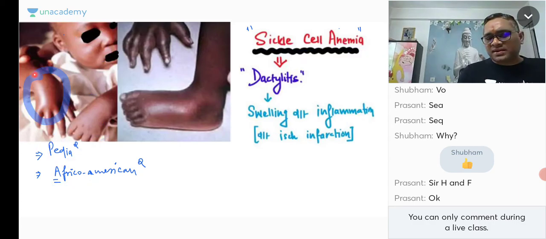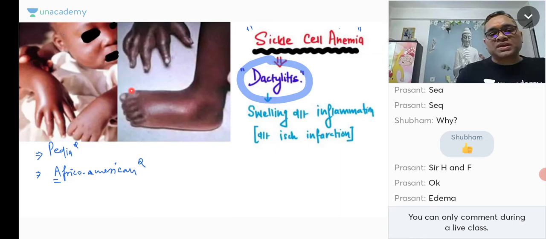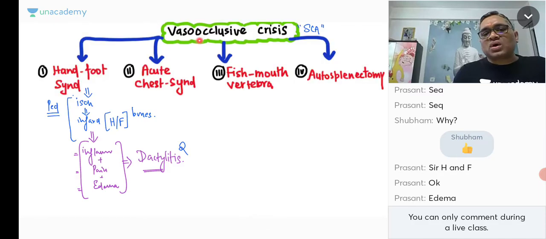And what you are seeing here is the most important thing. Can you see this hand? And can you see this hand? Look at this hand. How is this hand? This hand is swollen, right? This hand is swollen because of the inflammation due to the ischemia and infarction. So this is called dactylitis. You can see this is the hand, and this is the feet. Both are having a similar kind of swelling and inflammation, right? So this dactylitis is the swelling due to inflammation due to the ischemia and infarction. So now understood: swelling, inflammation, ischemia, infarction is the dactylitis, which you are going to see in sickle cell anemia. Which crisis? Vaso-occlusive crisis, right?